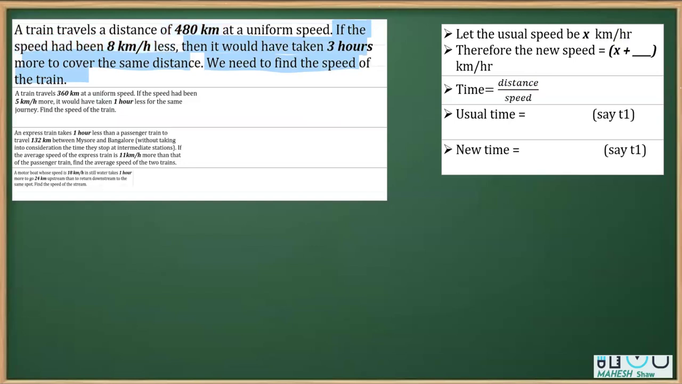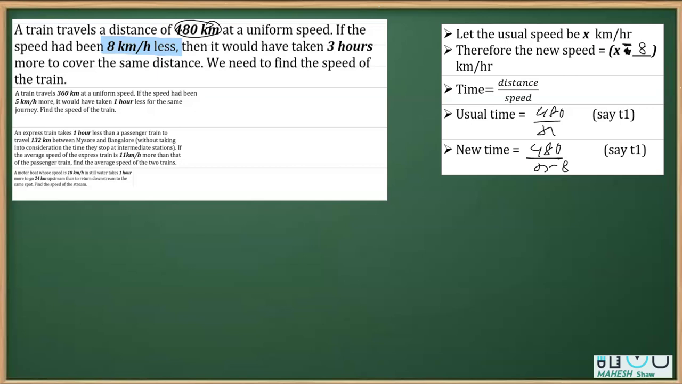The new speed will be something more or less, but over here it is 8 kilometer less. So I'll say that the new speed is x minus 8 kilometer per hour. Now we can use this relation, that time is equal to distance upon speed. We can find the usual time. So usual time is equal to distance upon speed. Distance is fixed here, which is 480, upon the speed, which is x in the usual case. And the new time will be the same relation, distance upon speed, and the speed is x minus 8.